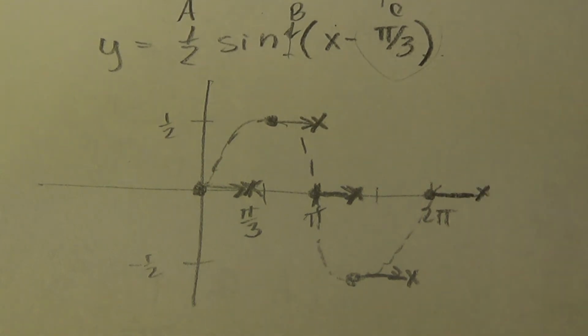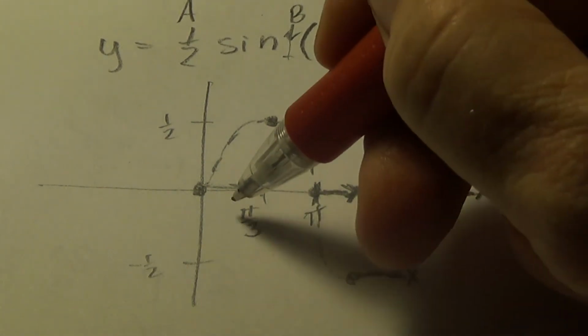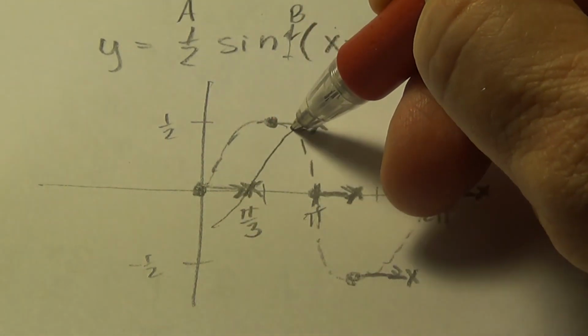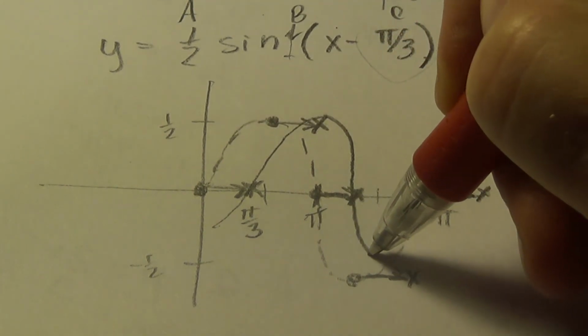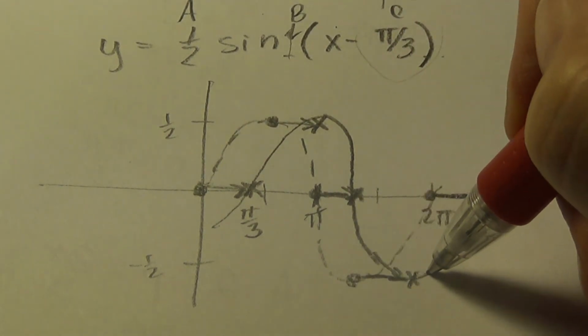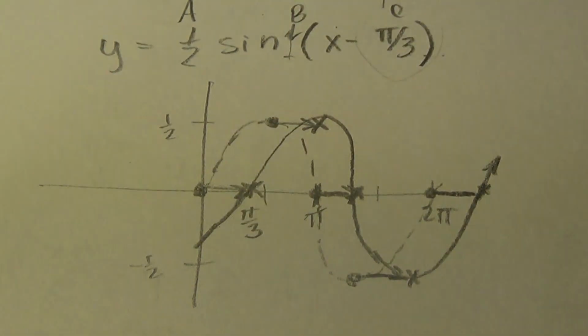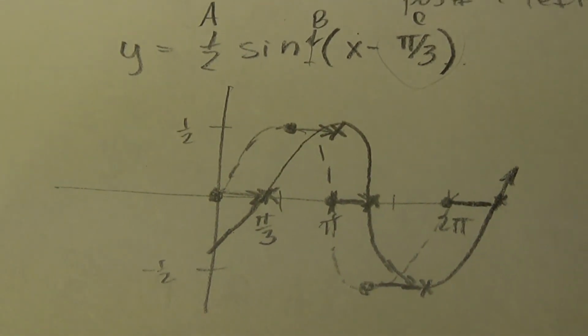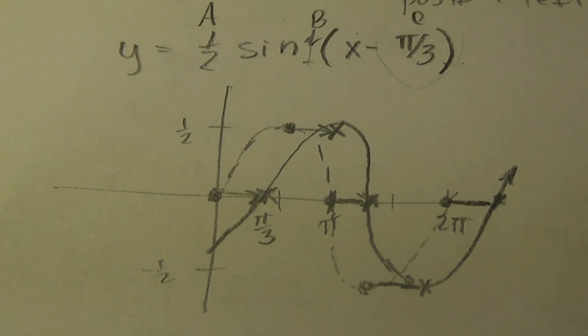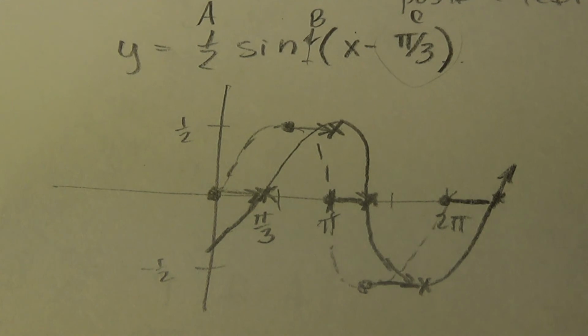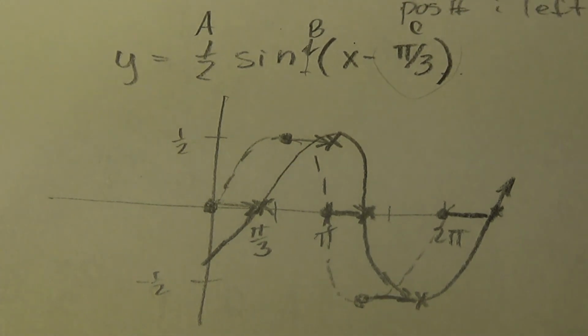All right. So now if I connect all of those X's, I have a curve that is shifted from my dotted one by pi over 3 to the right, and that will continue so on. You see how the darkened curve is a shift to the right of pi over 3. All right, that's how you handle that one.